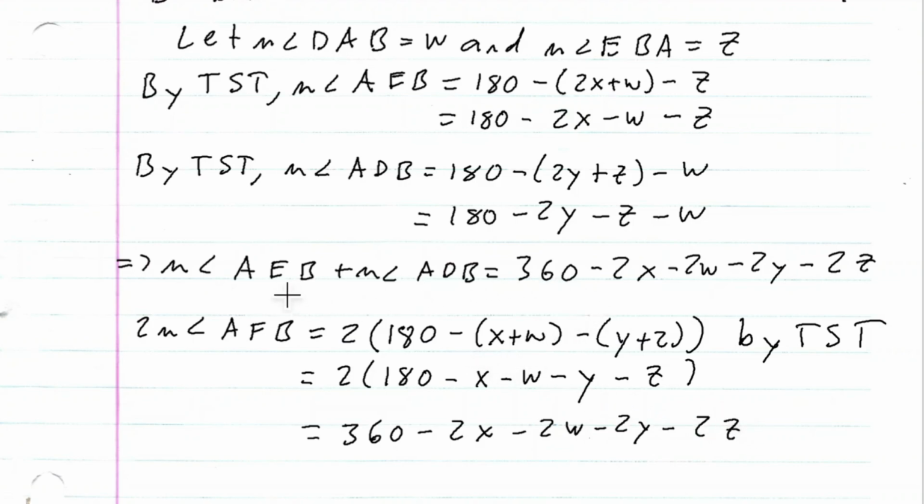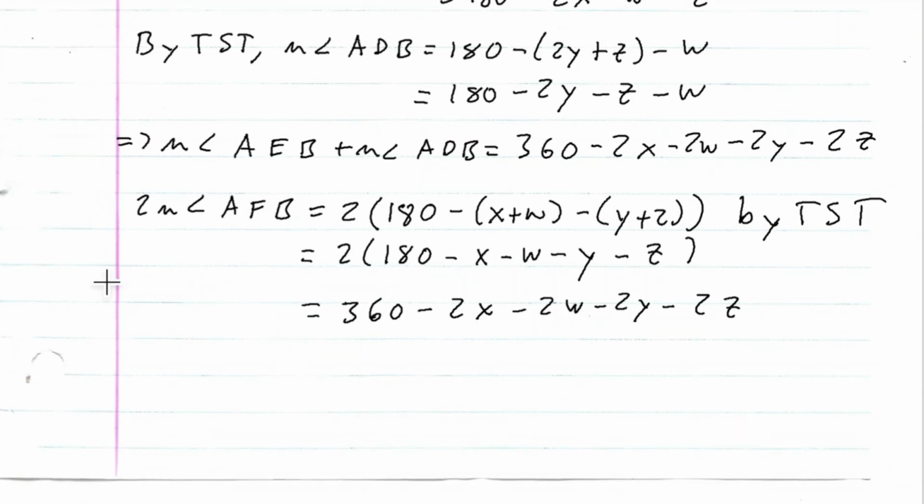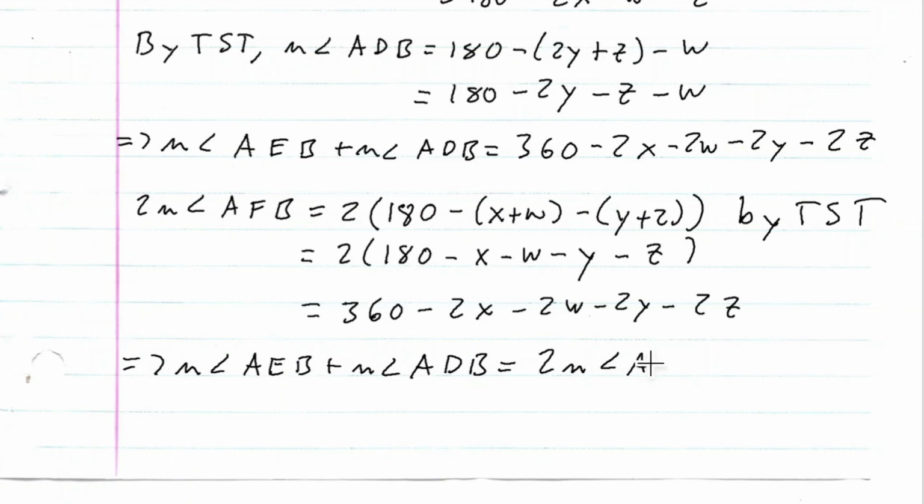And look, the measure of angle AEB plus ADB is 360 minus 2x minus 2w minus 2y minus 2z. So we've proven that the sum of these two angles is in fact equal to 2 times the measure of AFB. So the measure of angle AEB plus the measure of angle ADB is equal to 2 times the measure of angle AFB. And that is what we set out to do.